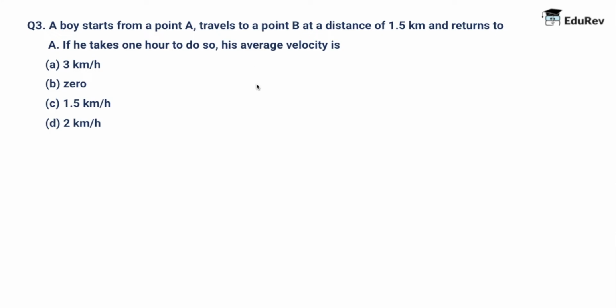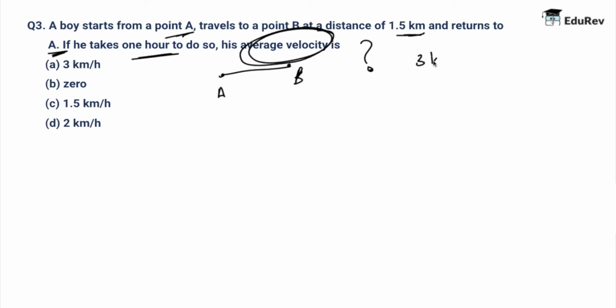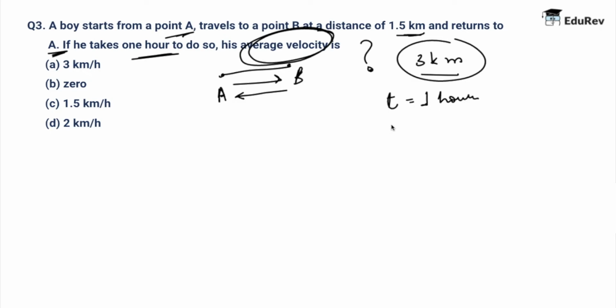Now coming to the third question, it states that a boy starts from a point A and travels to point B at a distance of 1.5 kilometers and then returns back to A. Now, if he takes 1 hour to do so, his average velocity is going to be what? So, the boy travels a total of 3 kilometers. Why? Because he travels 1.5 kilometers from A to B, then he travels 1.5 kilometers from B to A, right? So, the total distance travelled is going to be 3 kilometers. And the time is 1 hour, right? So time is 1 hour, and distance is 3 kilometers, right?